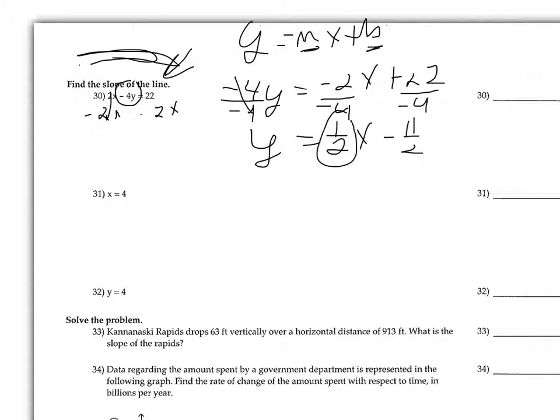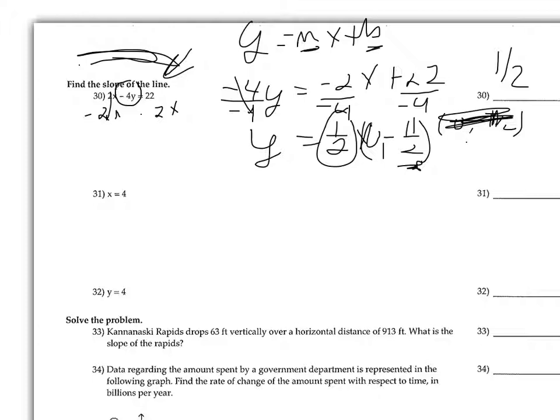Now, the slope is 1/2, which means every time we go up 1, we're going to go to the right 2. And this would be the y-intercept, the ordered pair 0, comma, negative 11/2.